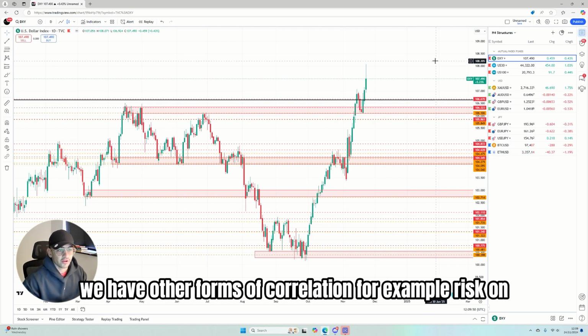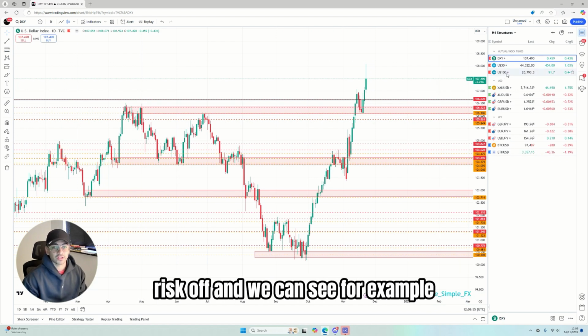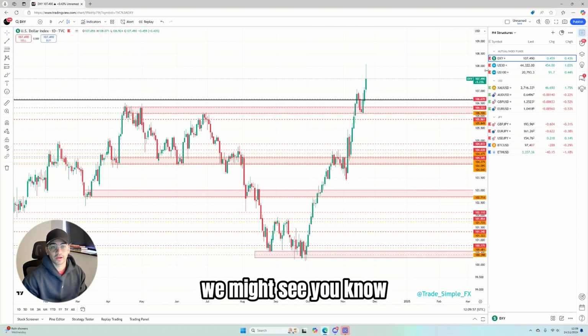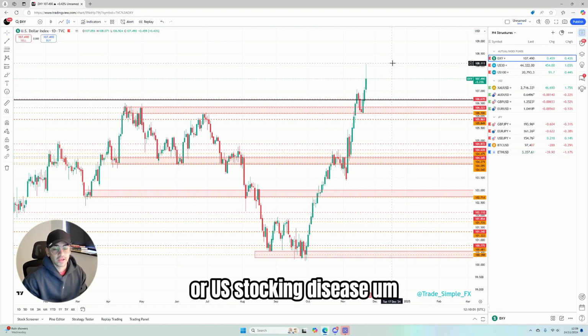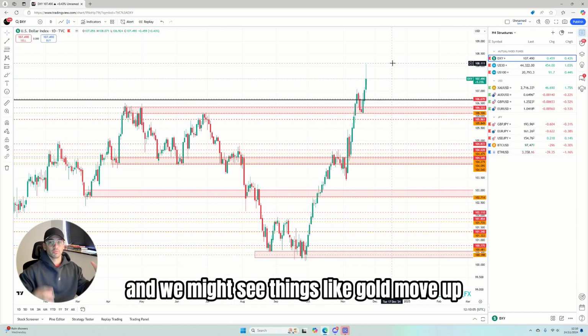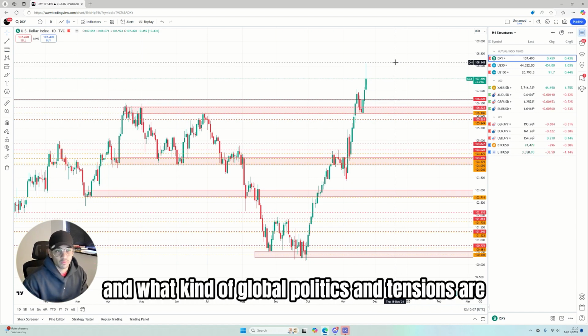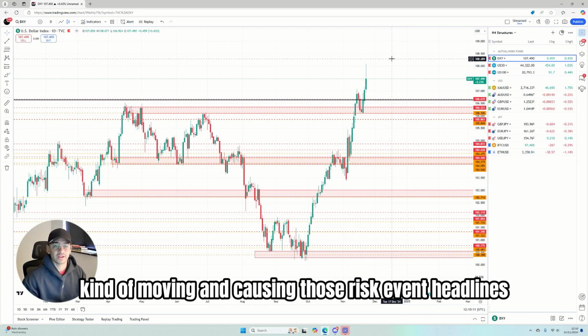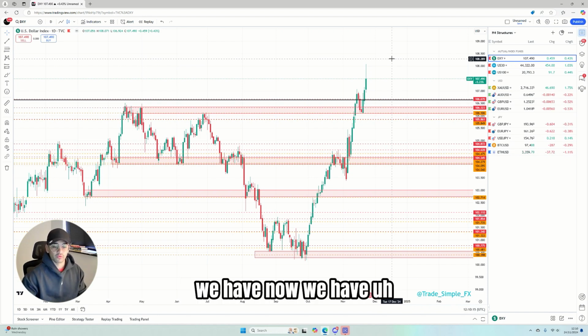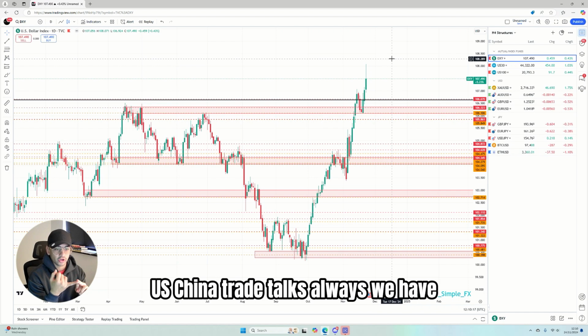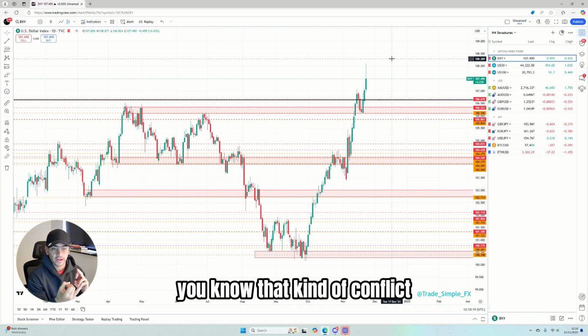We have other forms of correlation, for example, risk on, risk off, and we can see, for example, when US stock indices are moving up, we might see converging moves on the dollar index, or US stock indices maybe move down, and we might see things like gold move up, depending on what's going on with the market and what kind of global politics and tensions are moving and causing those risk event headlines at the current time. So for example, we have US-China trade talks. Always we have that kind of conflict.